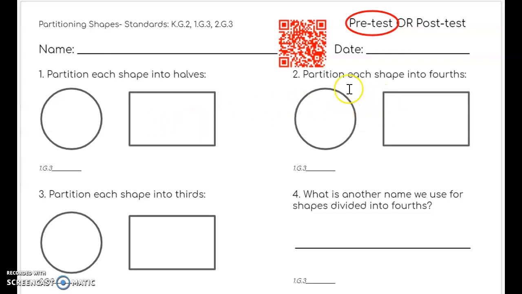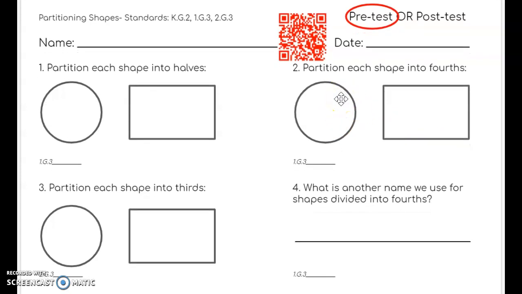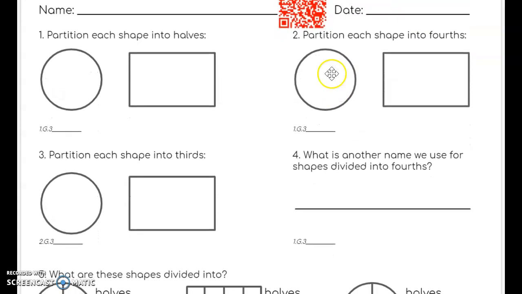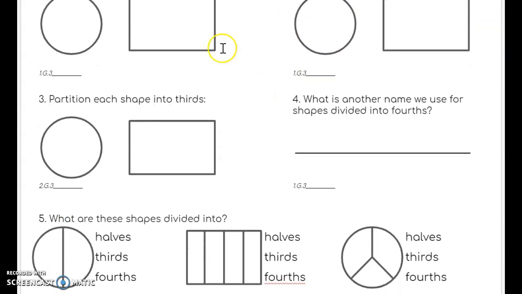Now we're going to jump over to number 2. Number 2 says, partition each shape into fourths. Again, we're partitioning, which is the first grade word for dividing. So we're drawing lines to divide these shapes into equal parts. You're going to divide the circle into fourths and the rectangle into fourths. Go ahead and do that now. Remember, if you need more time, please pause the video.